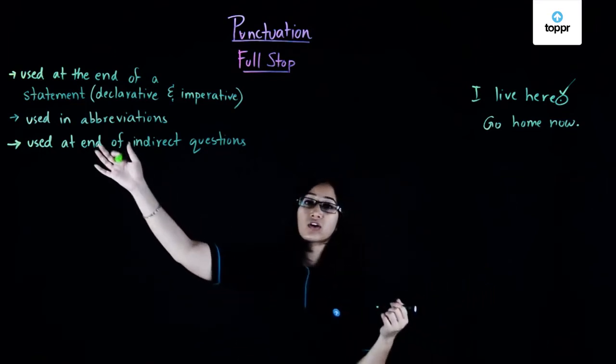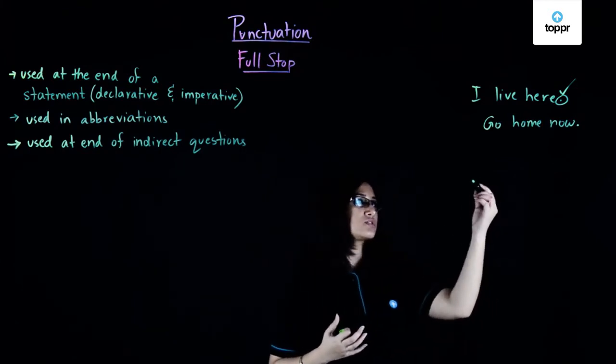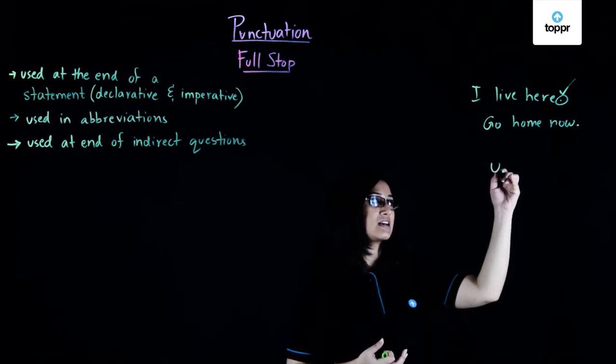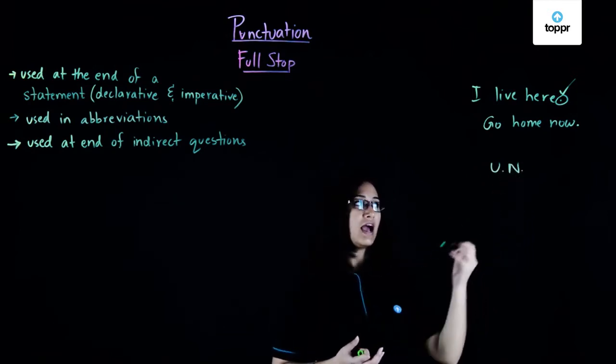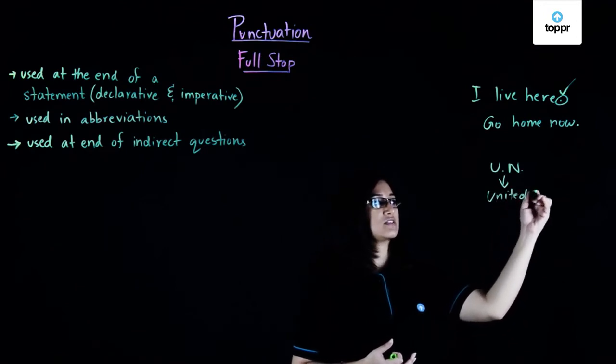Now, full stops are also used in abbreviations. Imagine you have the United Nations. So you would write that as the U.N., and this would be the shorter version of the United Nations.